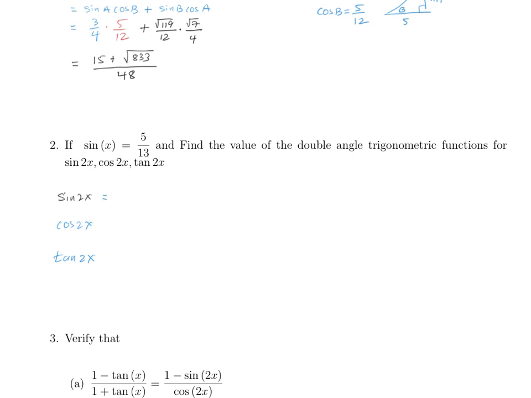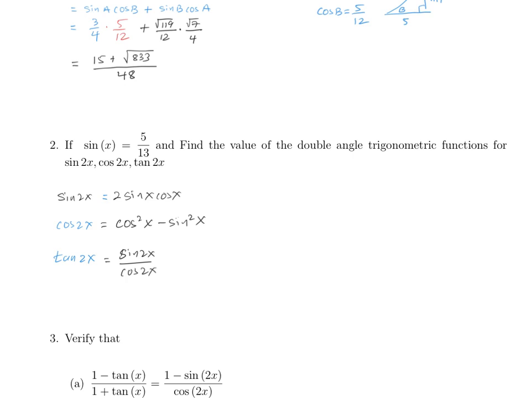Now recall that sine of 2x is the same thing as 2 sine of x cosine of x, and the double angle for cosine has 3 formulas, but let's go with the first one. This is cosine squared x minus sine squared x. And once you finish part A and part B, tangent is just going to be sine of 2x over cosine of 2x. There is also a formula, but it's a lot easier to just plug in the answers to this one and this one.